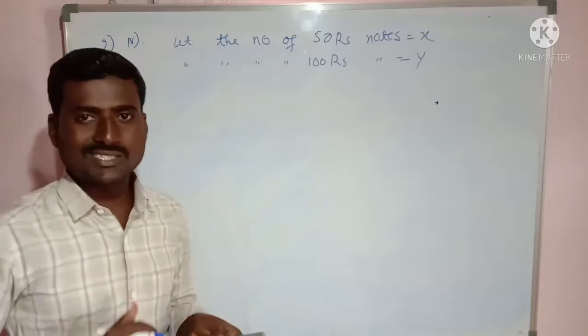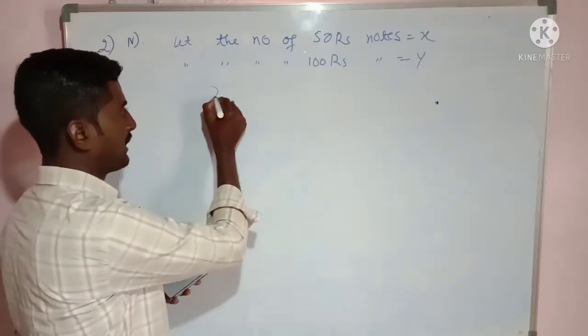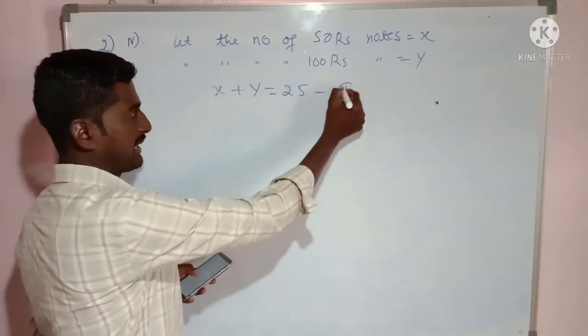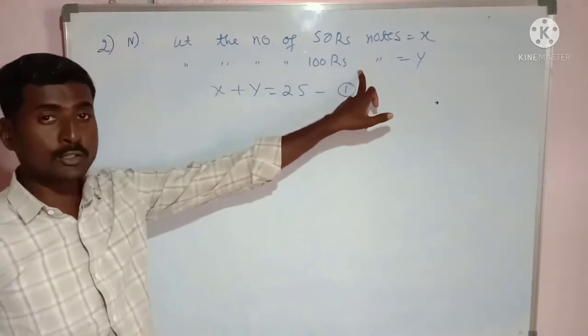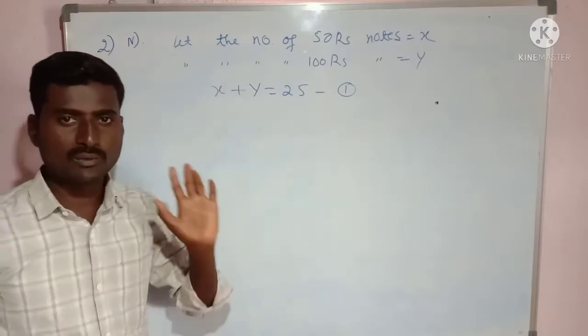Total how many notes she received? She received 25 notes in total. It means x plus y is equal to 25. So the number of 50 rupee notes and the number of 100 rupee notes, they are 25. Means x plus y equal to 25.